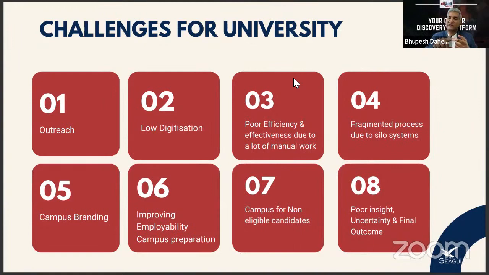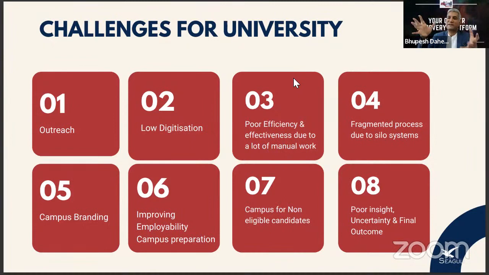The third is poor efficiency and effectiveness due to a lot of manual work. If 100 companies send you requests, you have to shortlist and then send an Excel sheet to every recruiter, which is not a wise thing to do, because there are a lot of fake recruiters who collect your data and sell it in the market. But the other issue is that you keep doing it manually again and again.